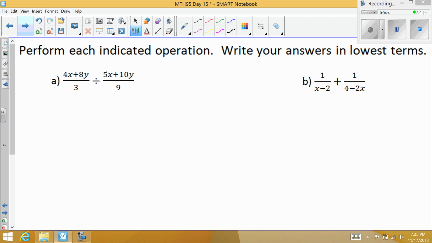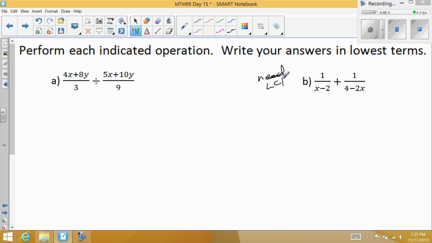Okay, instructions for this one are just perform each indicated operation, write your answer in lowest terms. And we do have two very different problems here, even though they have the same directions. This one we have a division problem. With divisions, we do not need a common denominator, whereas this one, we have an addition problem. With addition problems, we need a common denominator. So I'll just write a note to myself here.